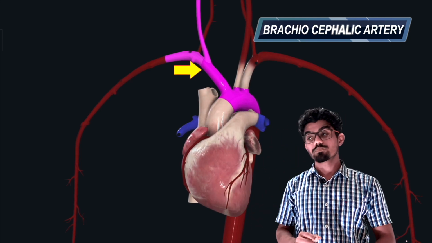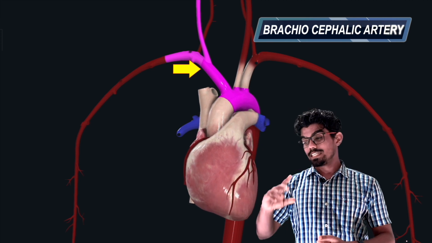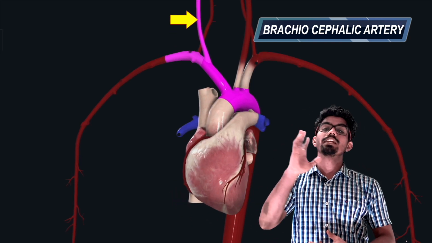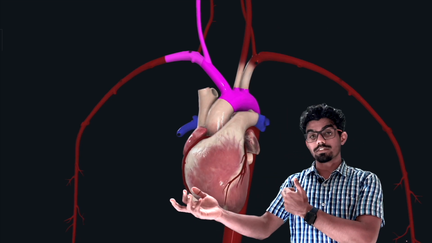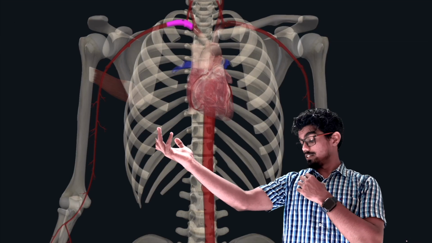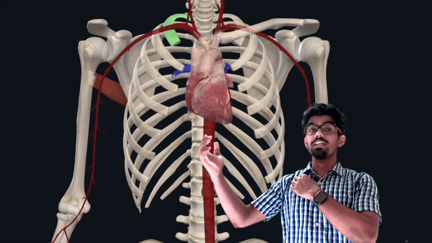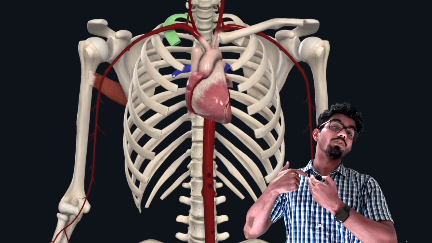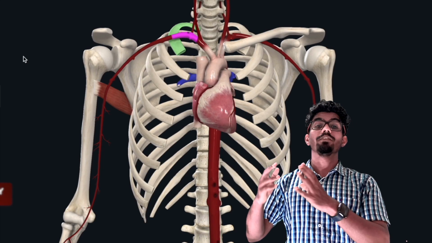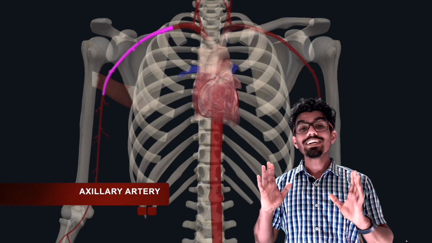Actually, there is only one brachiocephalic artery, on the right. This brachiocephalic artery divides into the right subclavian artery and the right common carotid artery. Now, the subclavian artery goes towards the upper limb region. When the subclavian artery crosses the outer border of your first rib, the same subclavian artery is called your axillary artery. Clear?